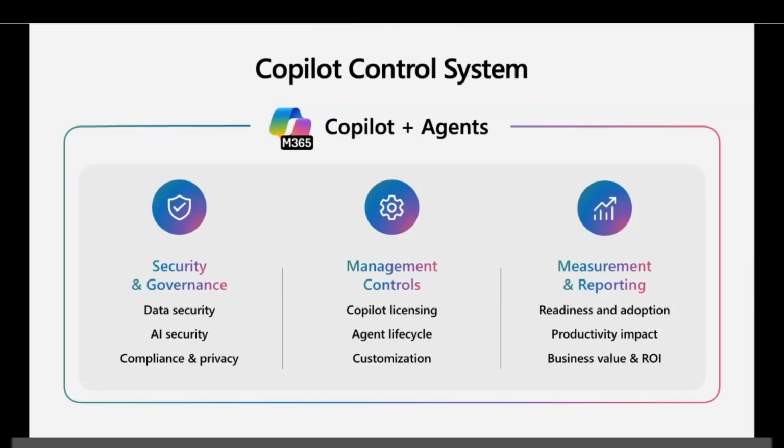Let's talk a little bit about the Copilot control system. Okay, so this is a control system that helps with Copilot and agents. There's 3 sections to this. The first is security and governance. So in this area, we talk about data security, AI security, and compliance and privacy. We then have management controls in play. So this is Copilot licensing, agent lifecycle, and customization. And then lastly, management and reporting. So this has to do with readiness and adoption, productivity impact, and our business value and ROI. All of these come together to help you understand all of the things that you need to do or put in place as you start to think about rolling out Copilot and agents.